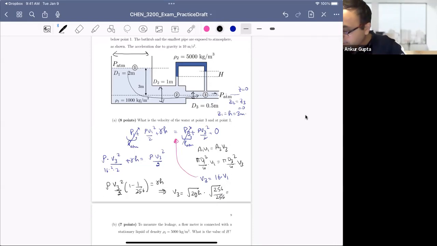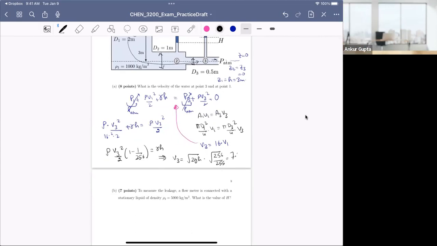Okay? 7.76 meters per second. And then velocity 1 here is 16 times smaller, so divided by 16, it should be about 0.485 meter per second. All right. So the main thing we're looking for here is your ability to apply Bernoulli's theorem with continuity, simplify it to get the numbers for V3 and also for V1. And that's really it.